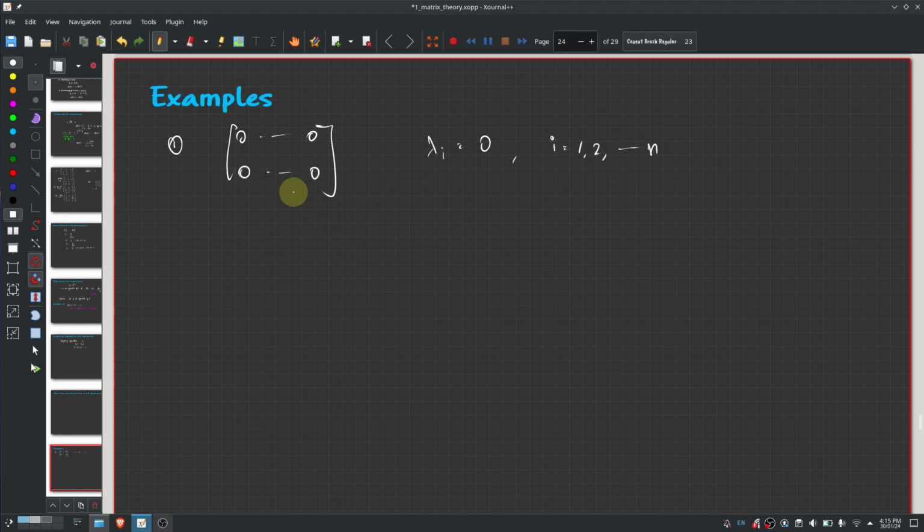And what are the eigenvectors? So any non-zero vector is an eigenvector for this particular matrix. So in fact, the set of eigenvectors is simply all of Rn. Sure, Rn minus 0. Okay.